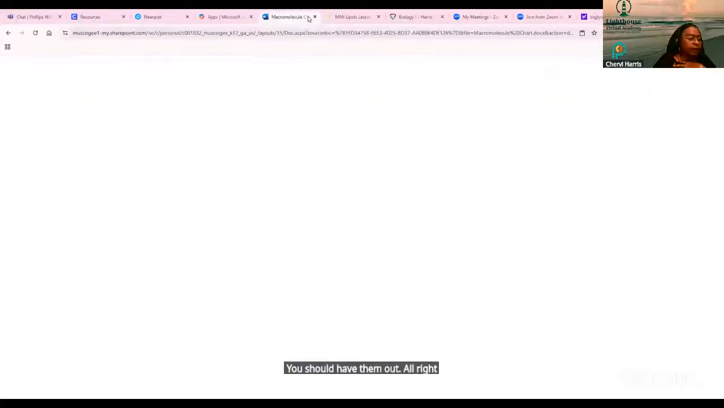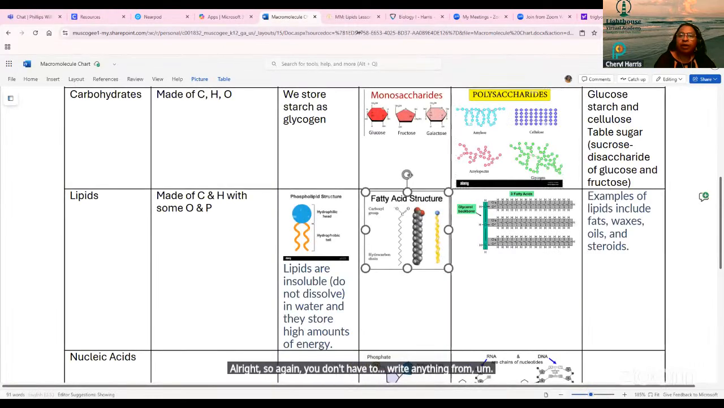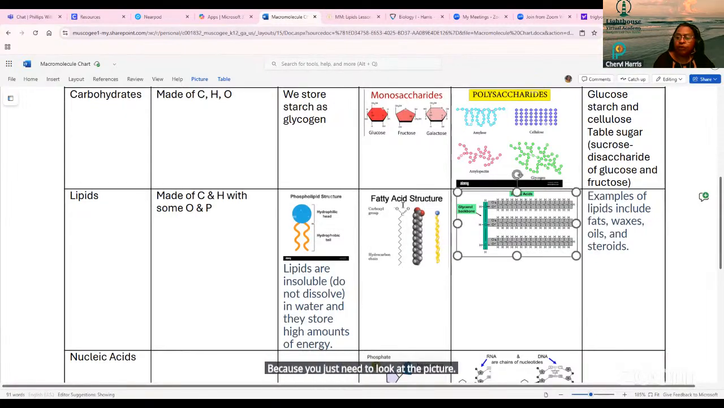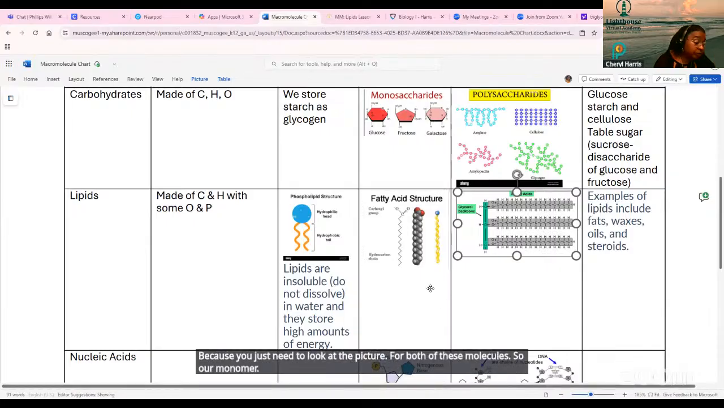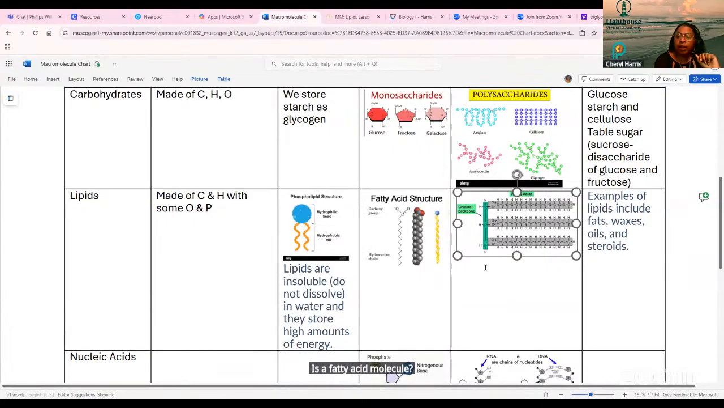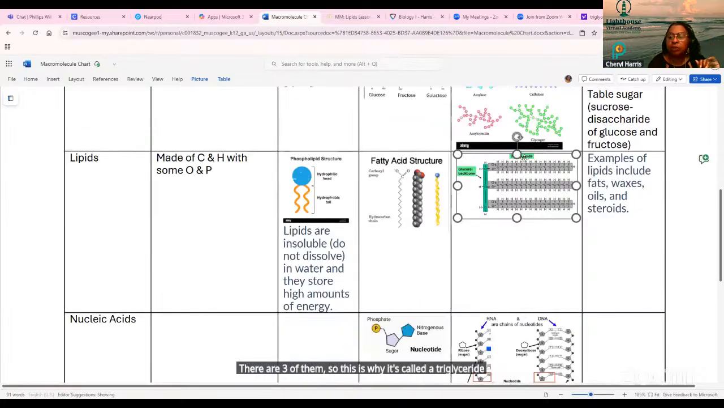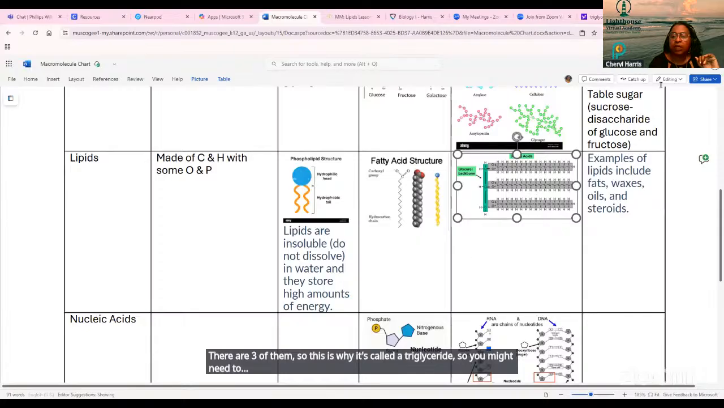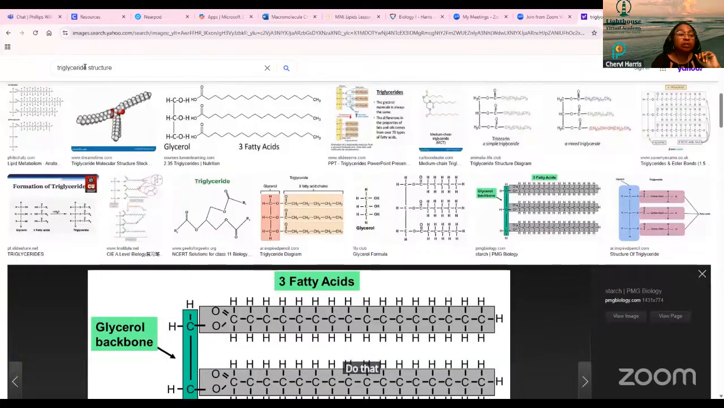All right, so again, you don't have to write anything from Canvas about this because you just need to look at the picture for both of these molecules. So our monomer is a fatty acid molecule. All right. And there are three of them. So this is why it's called a triglyceride. So you might need to type that word up underneath it. Let's do that. Type the word triglyceride.